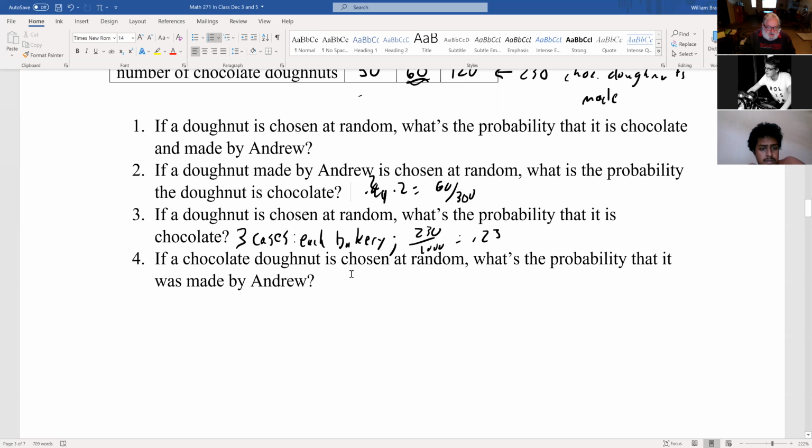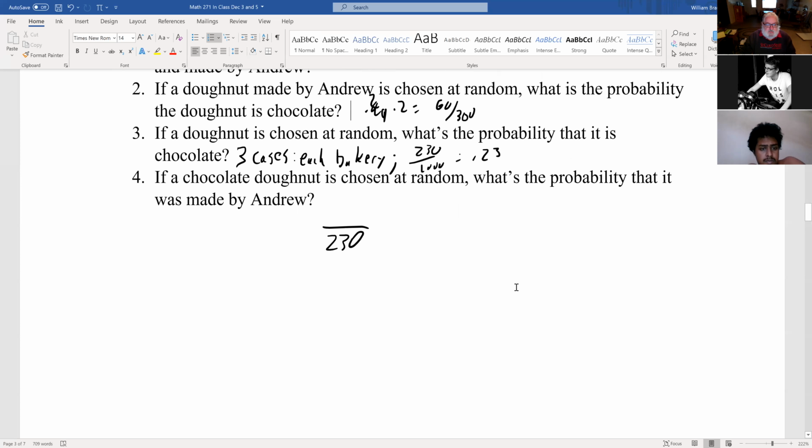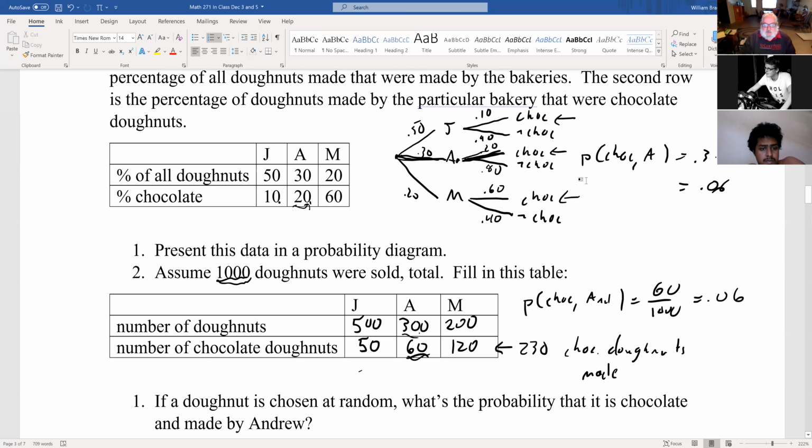And finally, if a chocolate donut is chosen at random, what's the probability that it was made by Andrew? Well, there's 230 chocolate donuts, and 60 of them were made by Andrew. So 60 out of 230, and I'll write that so it's actually legible. You can also get that from this tree. You just have to figure out what's the probability that Andrew made a chocolate donut, which is 0.06.